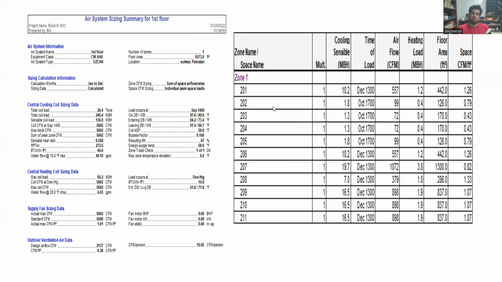This table shows the first floor, which we named zone 1. For each room it shows different calculations and data, like cooling sensible, time of load, airflow, heating load, floor area, and CFMs per space.